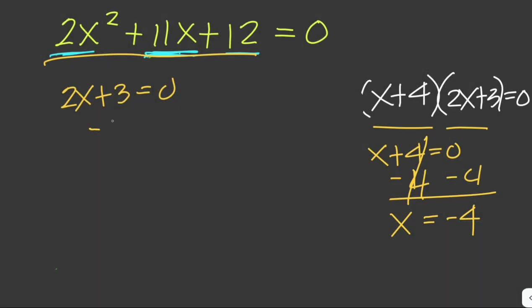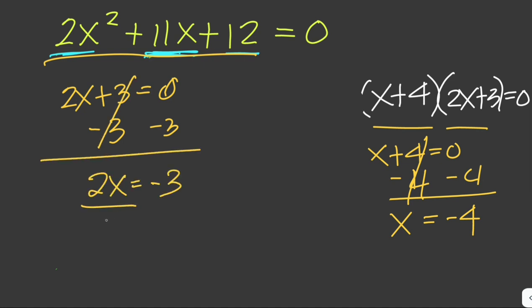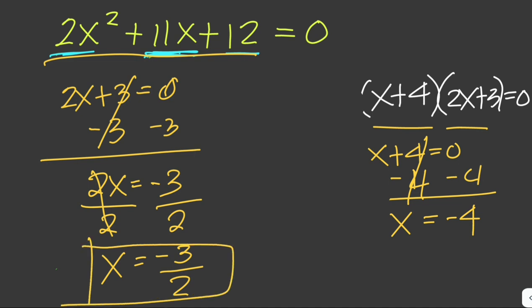Then we subtract 3 from both sides. This cancels out, so we have 2x equals negative 3, and we divide both sides by 2. Then x is equal to negative 3 halves, or negative 1 and 1 half. Therefore, the values of x are negative 4 and negative 3 halves.